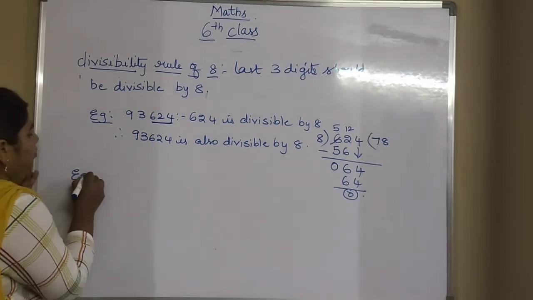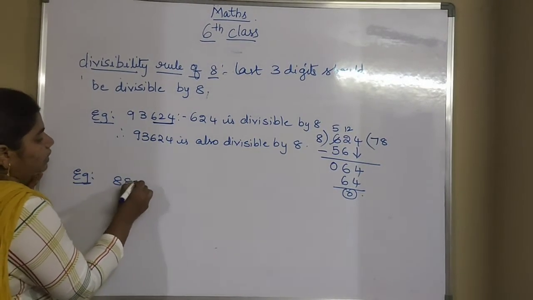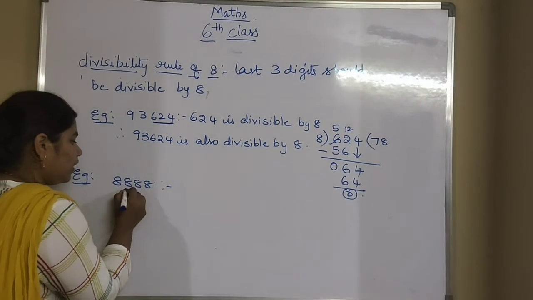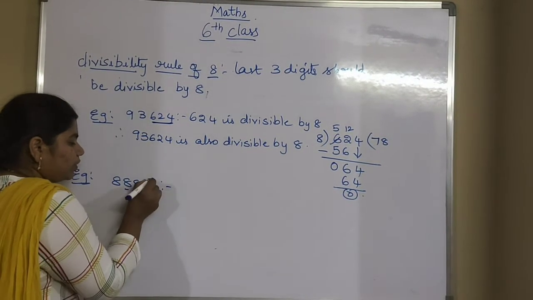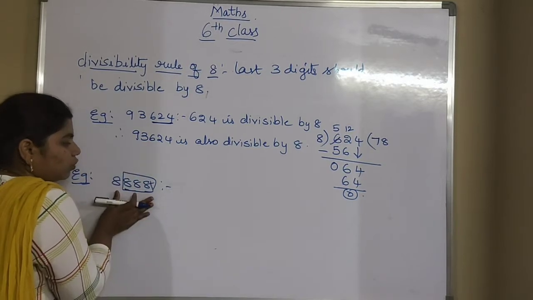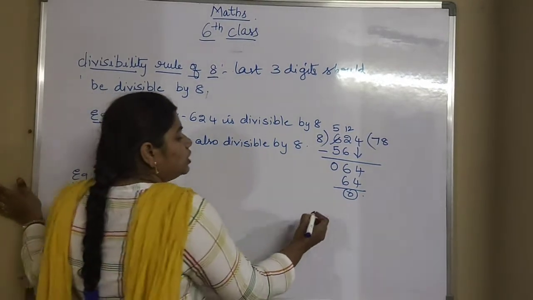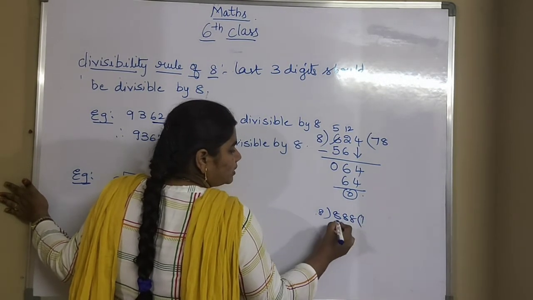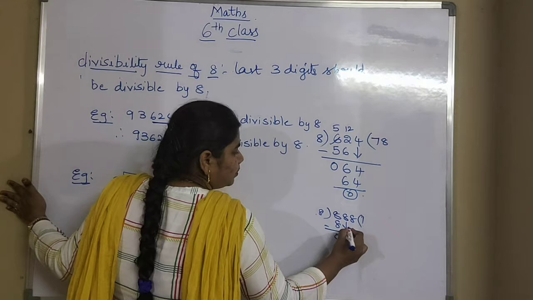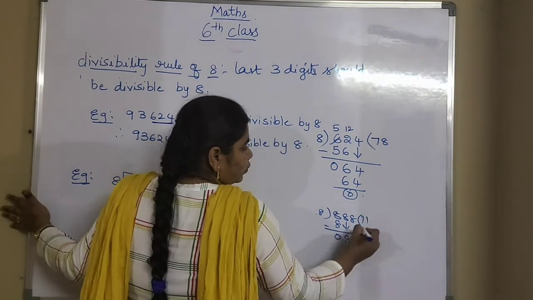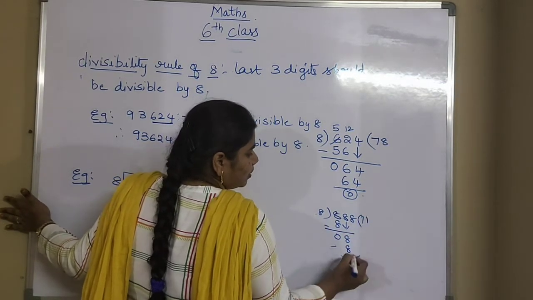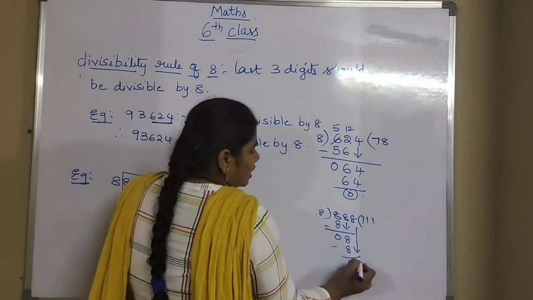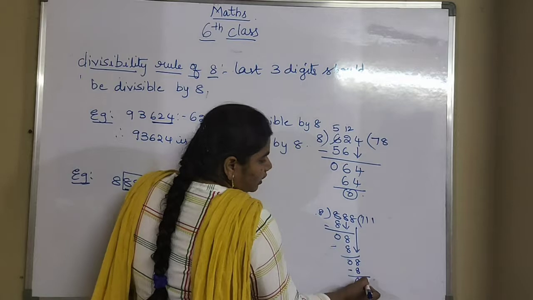So one more example you take. I am taking 8888. So what are the last 3 digits here? 8, 8, 8. If these 3 digits are divisible, the whole number will also be divisible. So here you divide it with 8. 8 ones are 8. Subtract this, bring this other 8 down. 8 ones are 8. Subtract this, remainder 0. Again bring other 8 down. So 8 ones are 8. Subtracting, you got the remainder as 0.